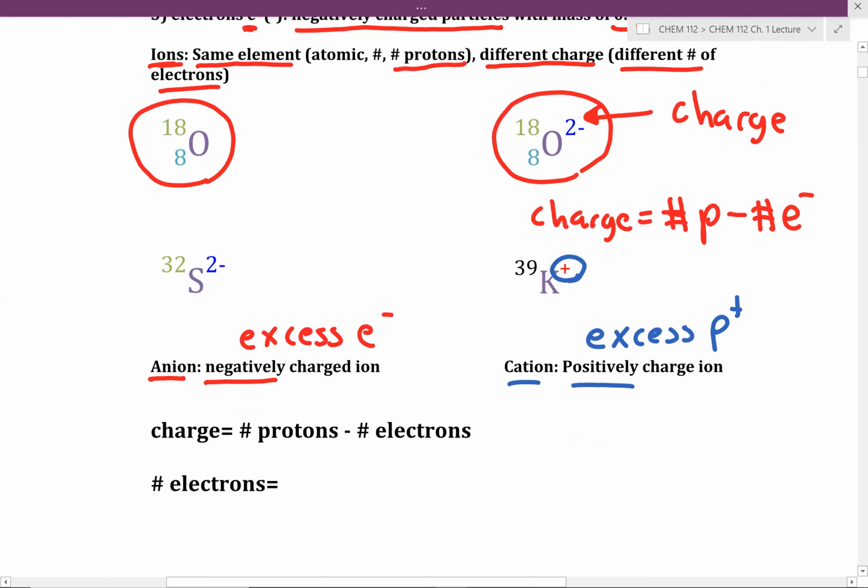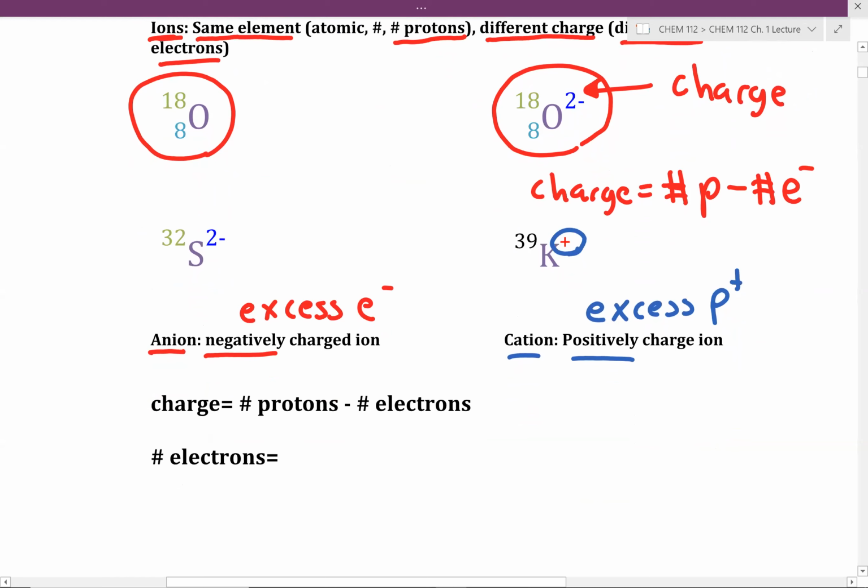Now, in order to calculate the actual number of electrons in a given chemical species or in a given ion, we can rearrange this equation just by moving the number of electrons to the left and the charge to the right. And we see the number of electrons is the number of protons minus the charge.